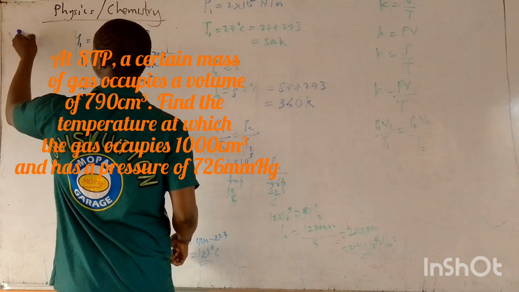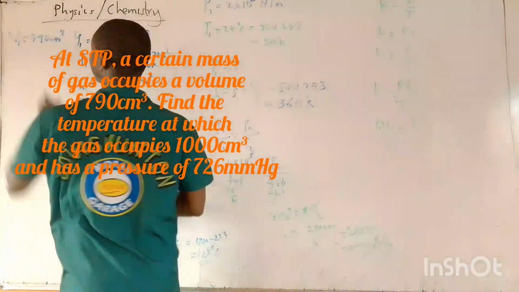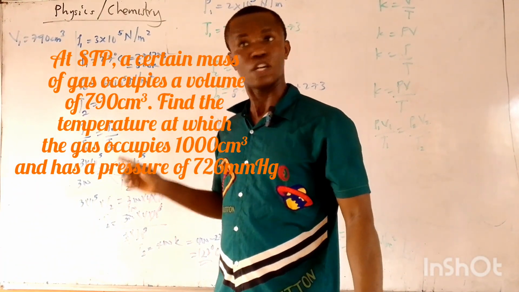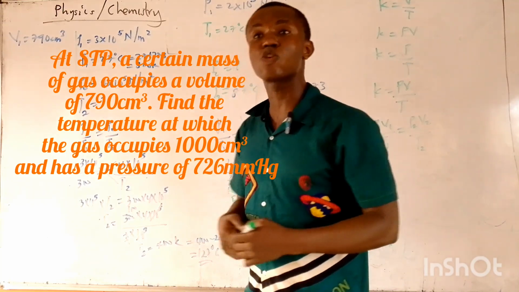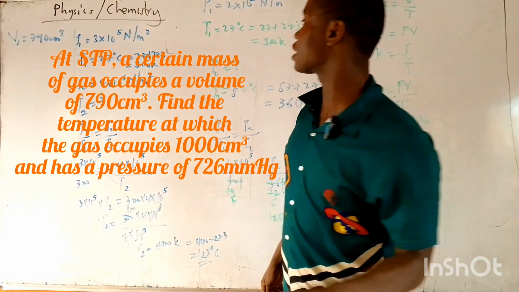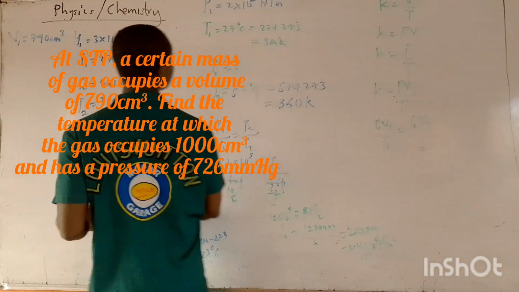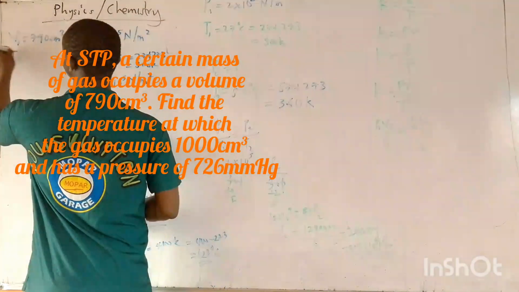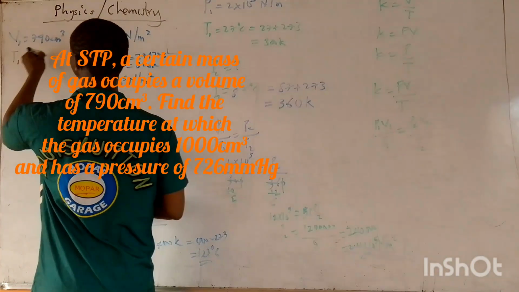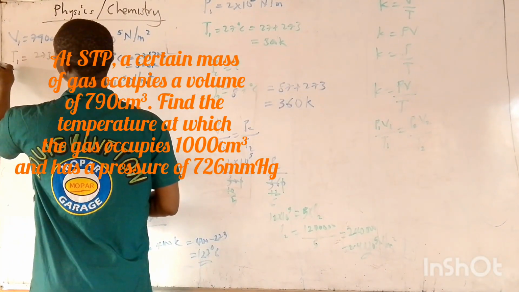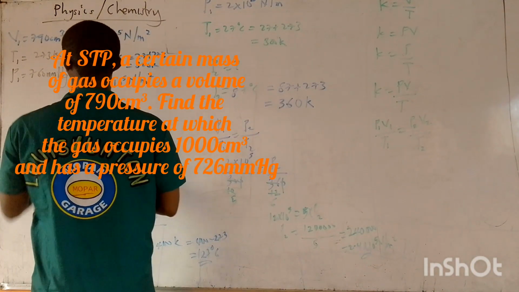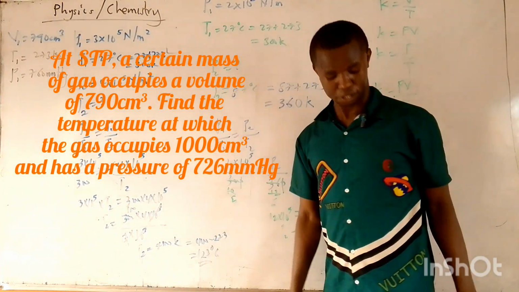V1 is what? 790 centimeter cube. Now, did they give anything like initial temperature and pressure? They won't. Are you getting it? Because they've already told you at STP. So if we analyze that, T1 will now be equal to 273 Kelvin. P1 will be 760 millimeter mercury. Are you following?